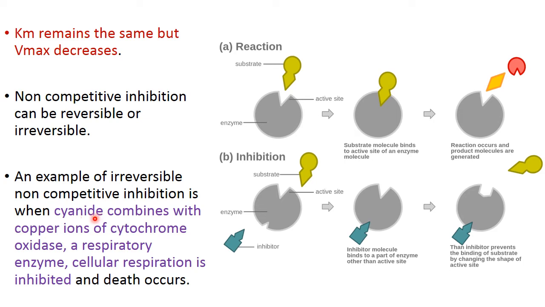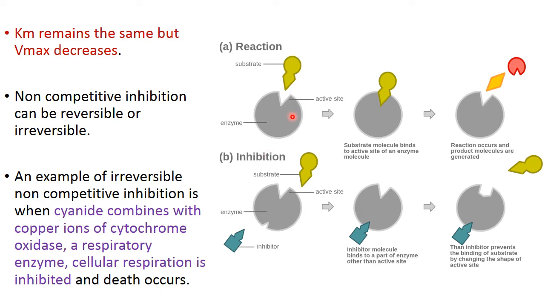Why does cyanide cause death in an individual? Because it acts as a non-competitive inhibitor. It is going to combine with the copper ions of the cytochrome oxidase, which is a respiratory enzyme, and that is going to cause inhibition of the cellular respiration, and as a result death occurs.